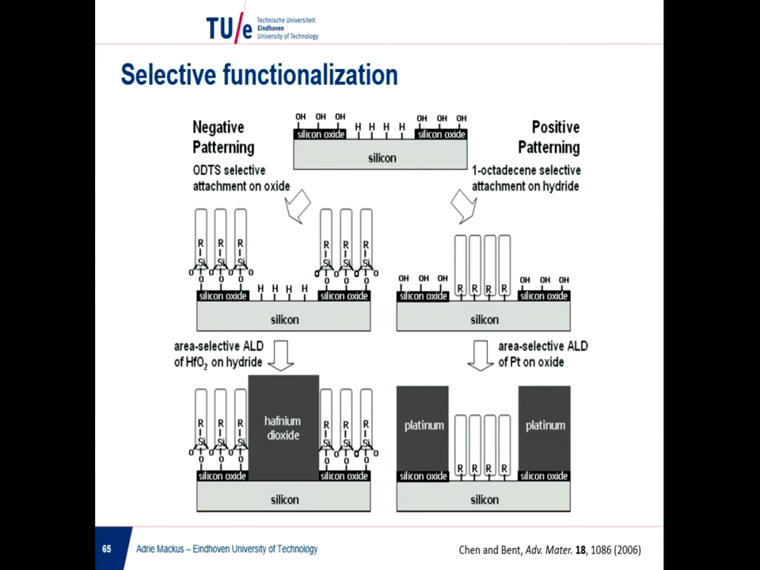So here in this case, there's an example that shows if you have these ODTS self-assembled monolayers that we talked about earlier, these selectively adsorb on hydroxyl terminated silicon oxide and not on a hydrogen terminated region of the silicon, meaning that if you first functionalize your surface, then you can do area-selective deposition on the hydrogen terminated region. And the other way around, if you use 1-octadecene, that self-assembled monolayer has the property that it adsorbs on the hydrogen terminated region, so then you can do selective deposition on the hydroxyl groups here.